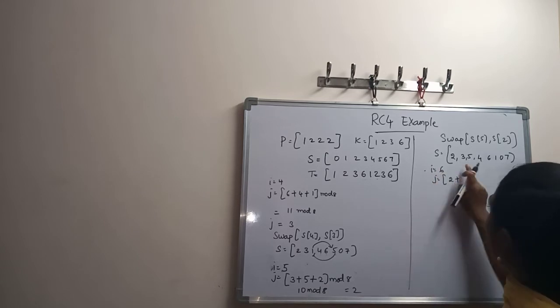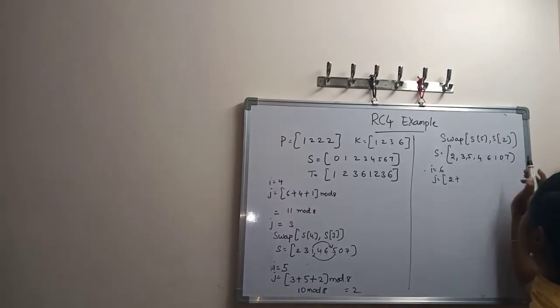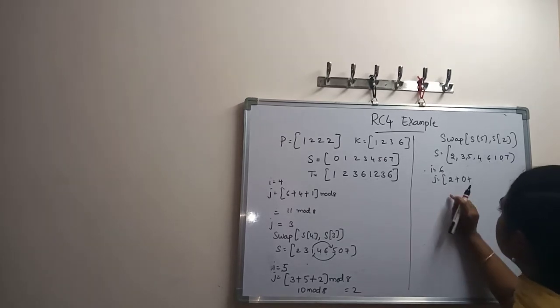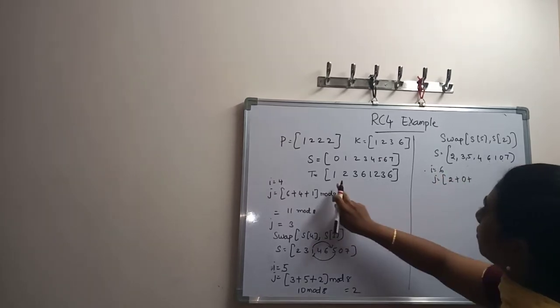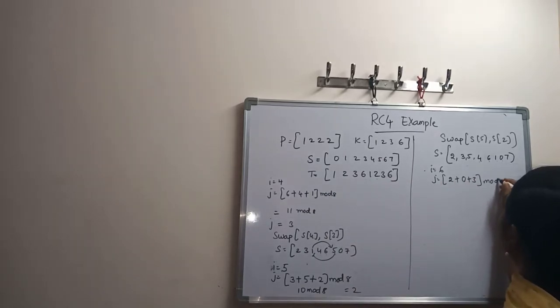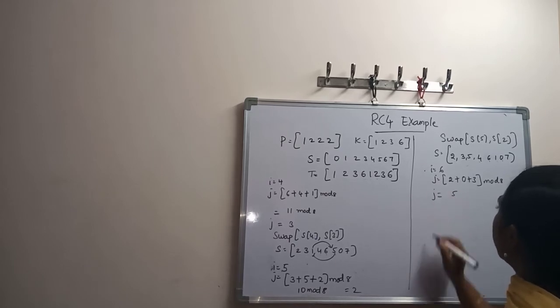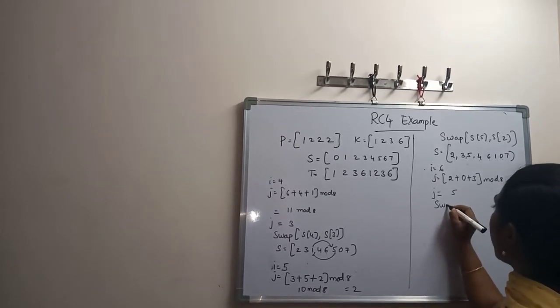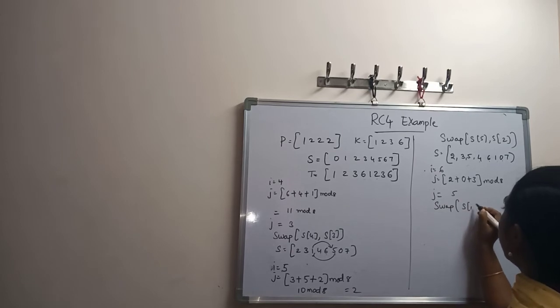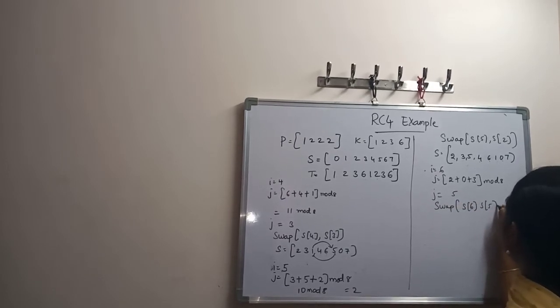Now s of i value from this, that is 6. That is 0, 1, 2, 3, 4, 5, 6. So 0 plus s of j value is 6. So s of j value 6 is nothing but 3 over here. Mod 8. So what is the value that we are going to get? 5. So j is equal to 5. Then swapping of s of i value, that is 6, comma s of j value, that is 5.